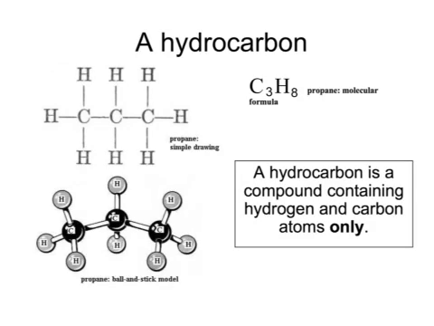This tutorial is all about hydrocarbons and two kinds of hydrocarbons called alkanes and alkenes. You can recognize an alkane because it has only single carbon-carbon bonds in its structure.